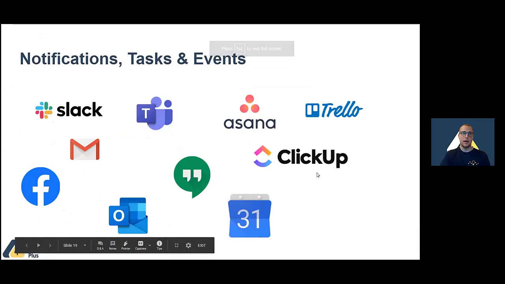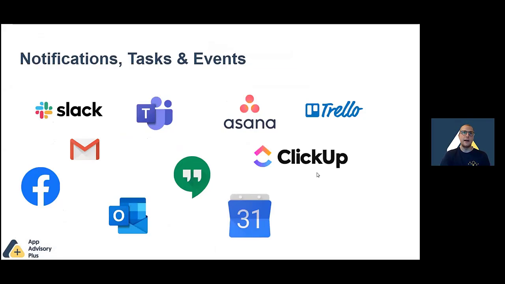Probably the most used, I would say, in Zapier, notifications. So these are, again, very simple Zaps to set up. Something's happened somewhere, send a notification somewhere else. That might be an email, a Slack, it could be a Facebook message, a Google message, or you can create a task somewhere else based on a trigger event. So there's lots and lots that you can do with notifications and tasks and events there.